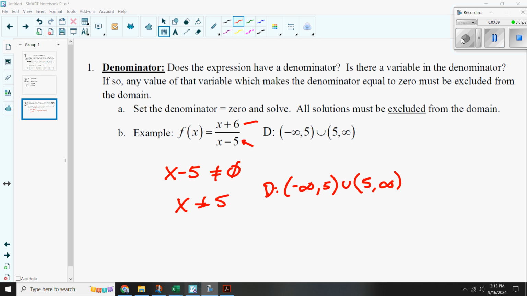Now, if you see something that looks like this, and I'm going to do a pretty simple example, let's say x over 2 is my function. f of x is x over 2. Well, do I have a denominator? Yeah, I have a denominator, but there is no variable in the denominator. And I could really rewrite this as 1/2 x, so you can see that it's really like a constant times a variable. So you really don't need to worry about that.